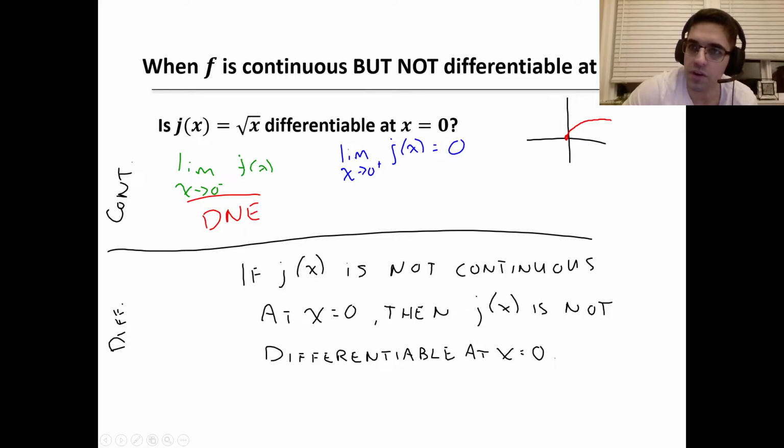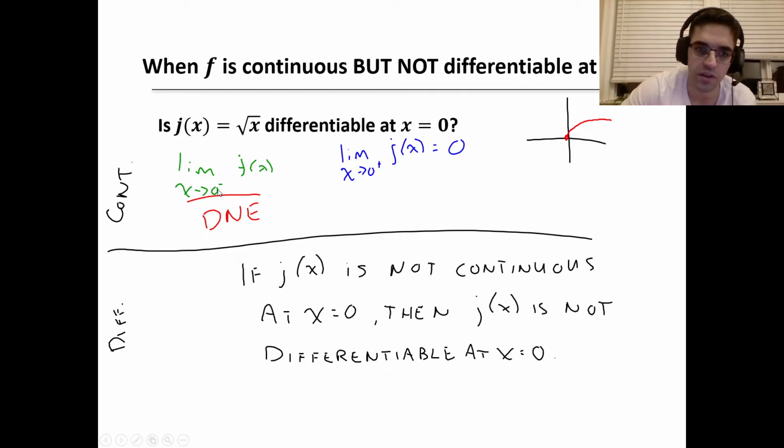So this one fails the definition of continuity at x equals 0 because technically the definition is as x approaches 0 from the left, this has to be equal to when x approaches 0 from the right. And if we're thinking of the domain of this function, our domain is from 0 to infinity.